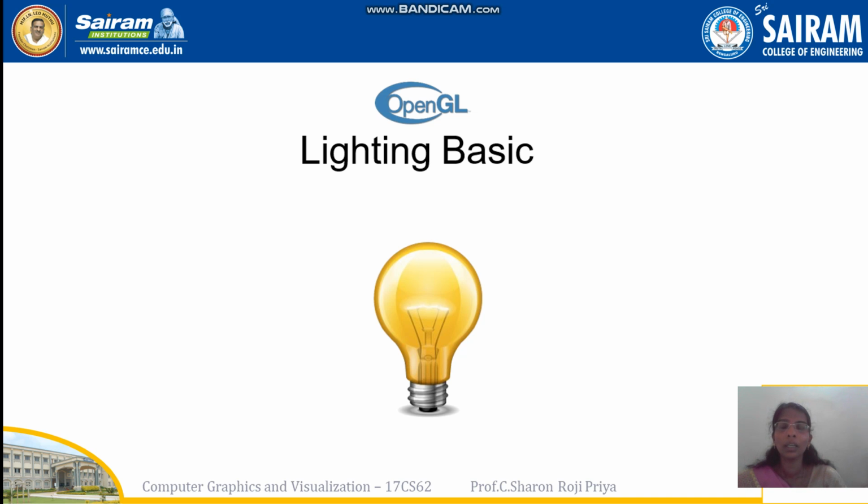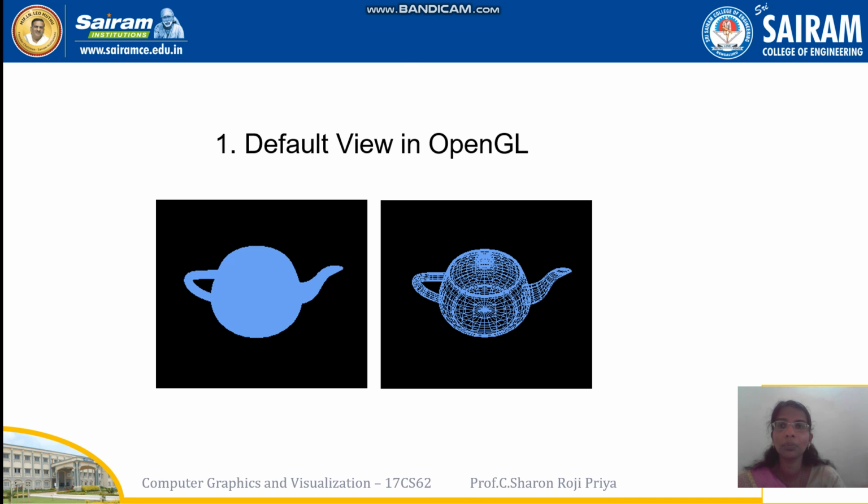Hi everyone, in this video we will see OpenGL functions for lighting. In the previous video we learned what light is, the different types of light, the material properties and the corresponding equations. In this video we will be learning only the OpenGL functions for lighting. This is the default view in OpenGL.